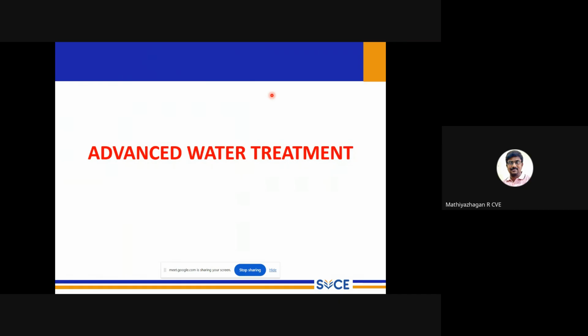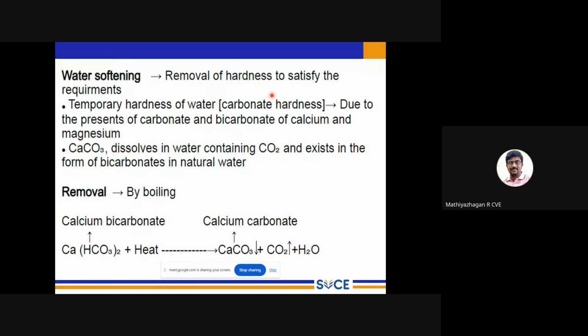So now we move to the advanced water treatment, mainly for the removal of dissolved solids. Now we are going to see water softening, then what are all the methods available to convert hard water to soft water, then the desalination process, then the fluoride removal system. So we'll see one by one.